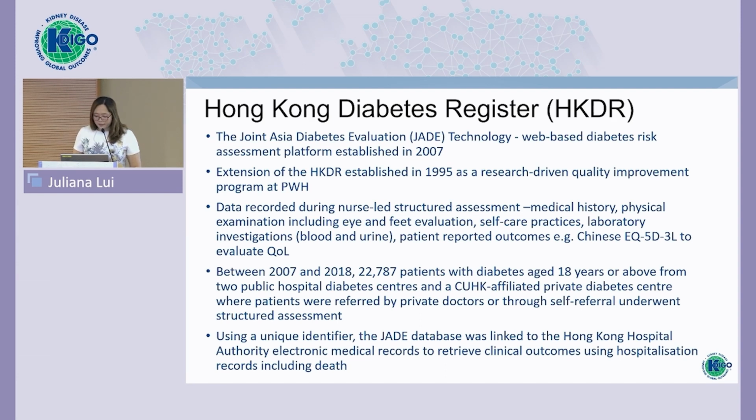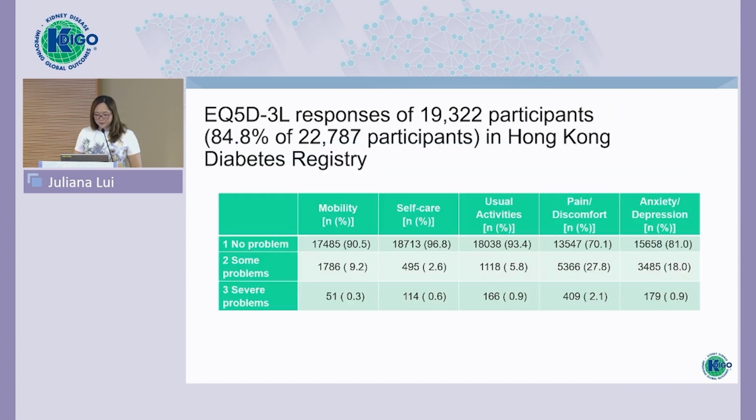Between 2007 and 2018, 20,787 patients with diabetes aged 18 years or above from 2 public hospital diabetes centers and a CUHK-affiliated private diabetes center, where patients were referred by private doctors or through self-referral, underwent a structured assessment. And using a unique identifier, the JADE database was linked to the territory-wide Hong Kong Hospital Authority electronic medical records to retrieve the clinical outcomes, including hospitalizations and death.